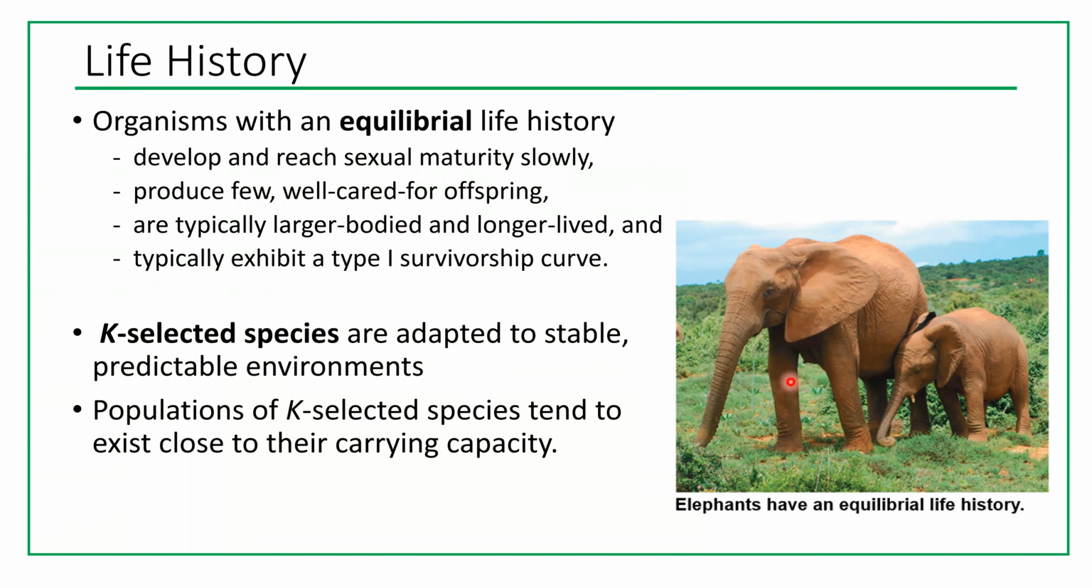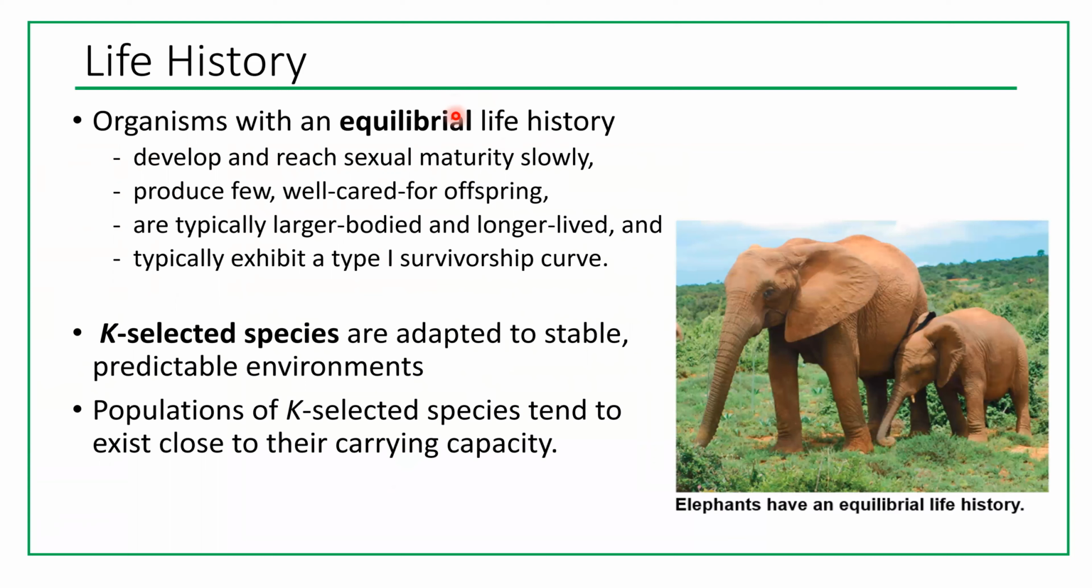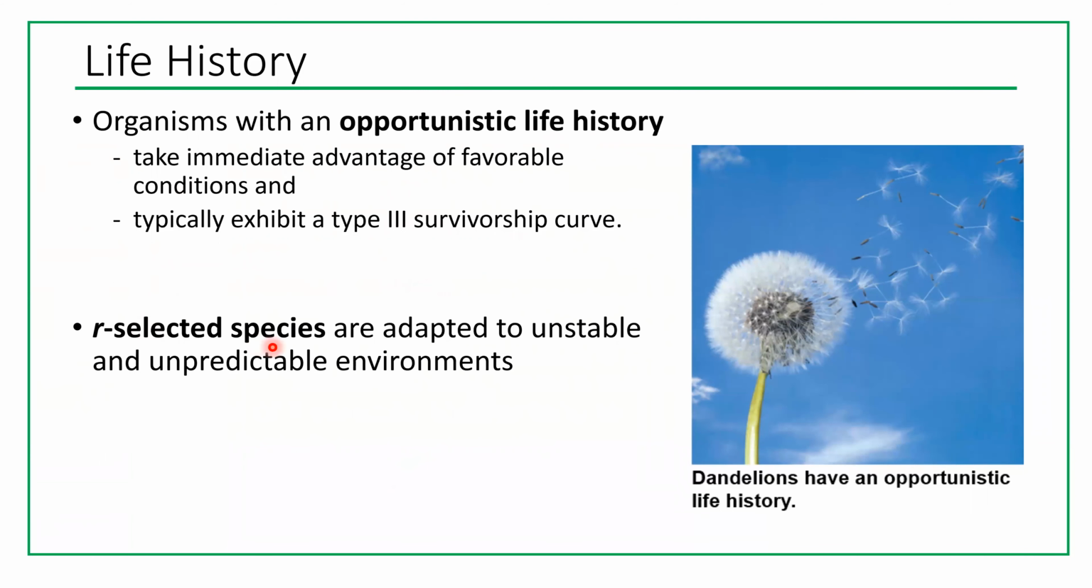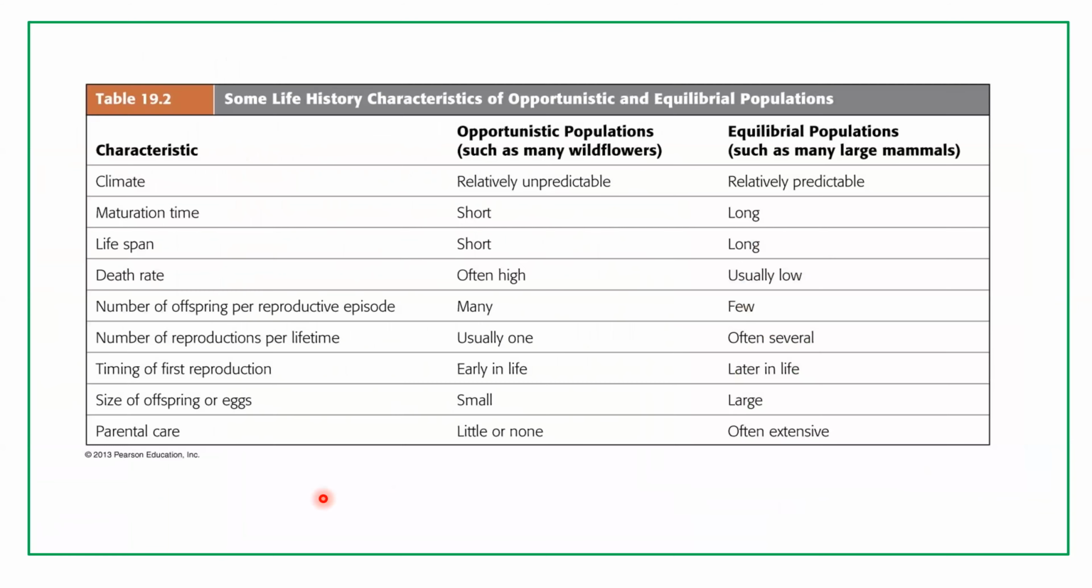So what affects the size of a population of K-selected species is how many of them can live in a particular area, right? That's a carrying capacity. How many of them the environment can support. So two types of life histories: opportunistic life history, type 3 survivorship curve, and equilibrial life history, type 1 survivorship curve, and R-selected species and K-selected species. So people are K-selected species.